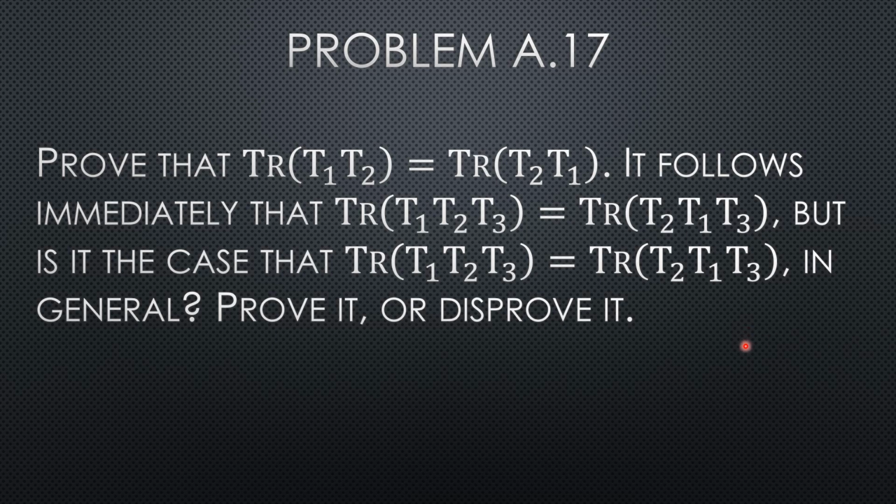In problem 17, we're tasked with proving that the trace of a product of T1, T2 is equal to the trace of T2, T1. It follows immediately that the trace of T1 times T2 times T3 is equal to the trace of T2, T1, T3. But in this case, is it the case that the trace of this product actually equals this product? In general, prove it or disprove it.